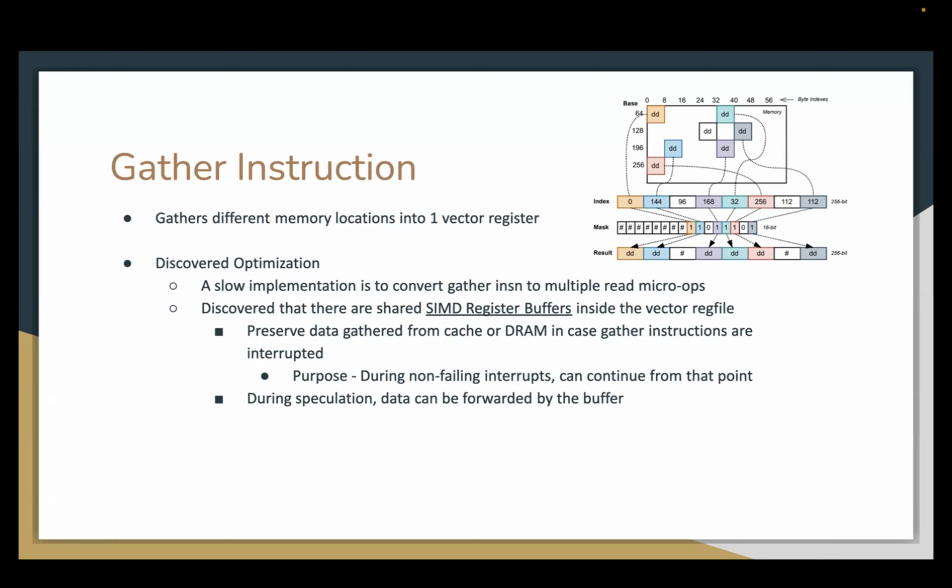And then what they also noticed is that during speculation, if you have another instruction, that instruction can actually gather information from that buffer. So this is sort of where the vulnerability is.